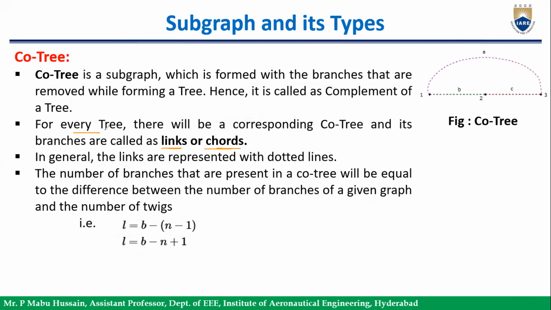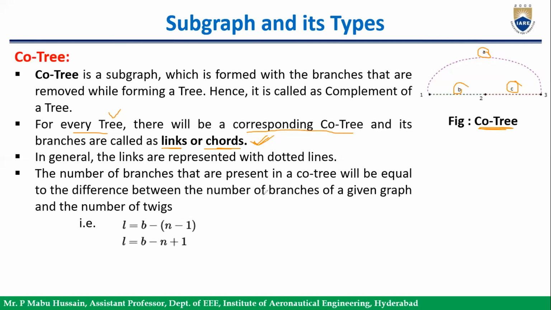Every tree will have a corresponding co-tree. Why? Because for forming a tree, you need to take all the nodes and remove some of the branches from the main graph, such that no closed loop will be present. Now with the removed branches, if you draw another subgraph, that graph is simply called the co-tree. In a co-tree, the branches are generally represented with dotted lines. So here A, B, C are the branches of your co-tree, represented with dotted lines, and generally these branches are called the links.